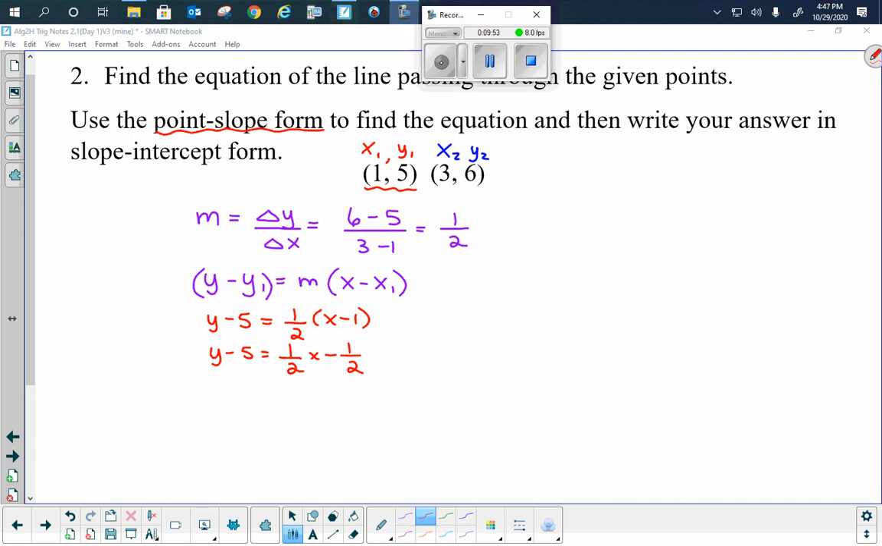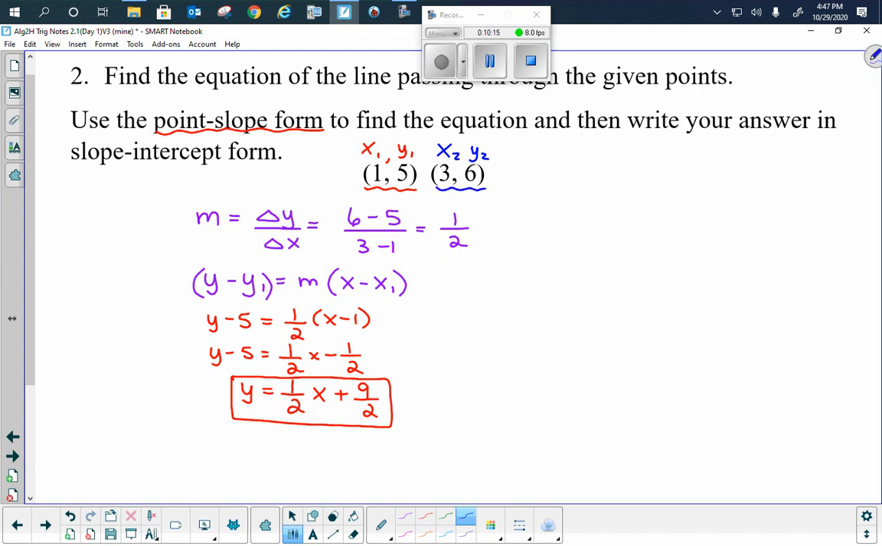So combine like terms by moving the 5 to the other side. Okay, so I'll have 1/2 x, and 5 is 10 halves minus 1 half is 9 halves. Okay, and that's the format you should be comfortable with.